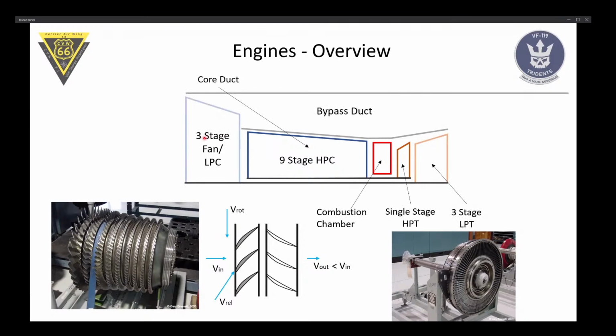Then we have our three-stage fan low pressure compressor, which is on the inner shaft here, and this is driven by the three-stage low pressure turbine. So basically, whatever energy is left after passing the HPT, the LPT takes to drive the fan. And because this needs a lot more energy than this, the high pressure turbine is located next to the combustion chamber, where there's most energy, and basically the rest is used by the low pressure turbine.